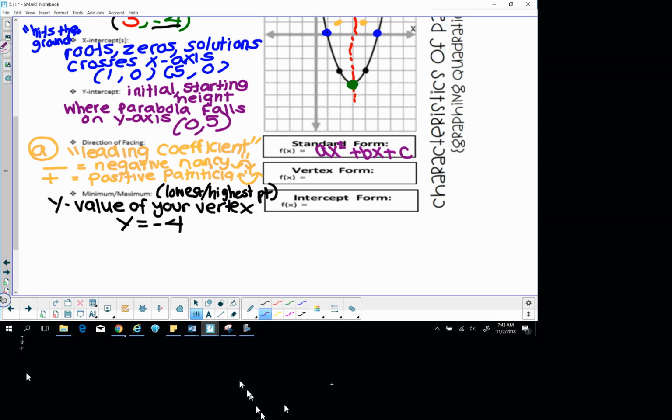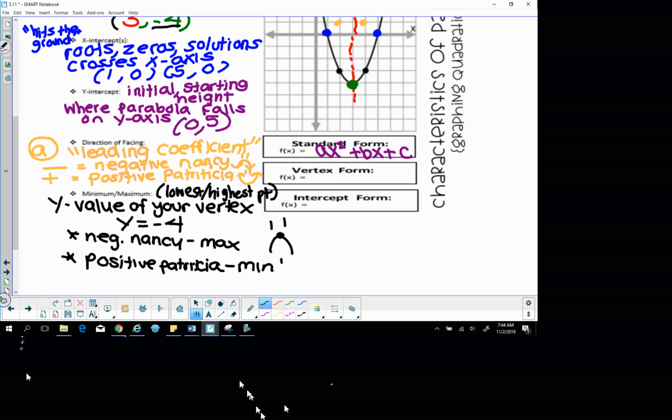So right here, I would write that too. We know negative Nancy's are going to have a max. And why that is, if I draw a negative face, right, the highest point is going to be right there. It's going to have a max. A positive Patricia is going to have a min. That's because it's going to be the lowest.